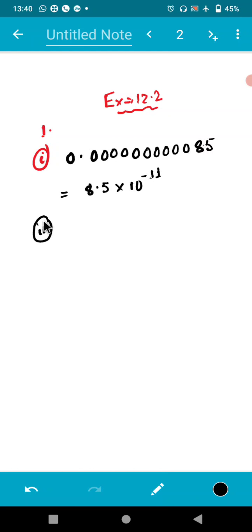Let's do sum number 2. 0 point, how many zeros are there? 11 zeros are there. 1, 2, 3, 4, 5, 6, 7, 8, 9, 10, 11. Now we have to write 9, 4, 2. Now up till here it is 11. Now we have to shift up till here, isn't it? 9.42. Okay, so 9.42, it's okay.